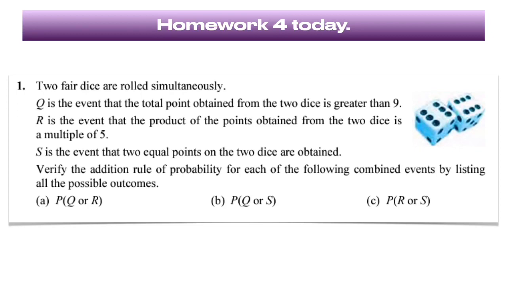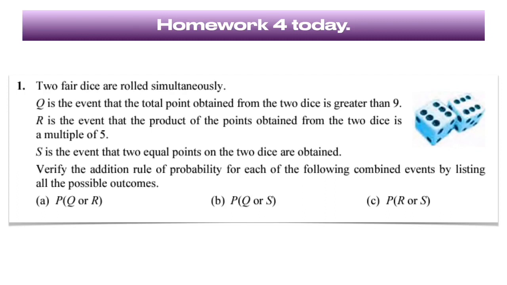2 fair dice are rolled simultaneously. Q is an event that the total points obtained from the 2 dice is greater than 9. Meaning what? Let's say you get 4 for the first dice, and for the second dice, maybe you get 6. 4, 6. Okay, that one is considered one of the events that is greater than 9. Total means you add 4 plus 6 is 10, more than 9. 6, 4 also can. Okay, that's Q.